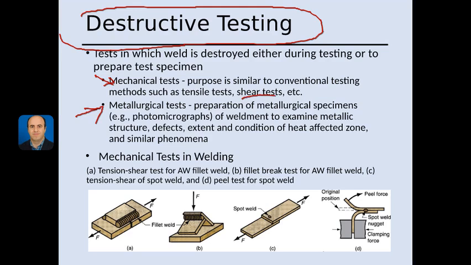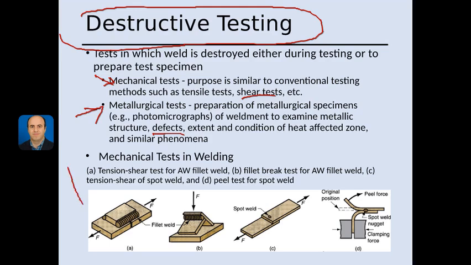In metallurgical testing, or metallography, we prepare samples, we cut the sample, and we take a look at the cross section of the part, and we can find how the microstructure looks. If there is a defect, we can determine the defect inside the part by looking at it under a microscope.